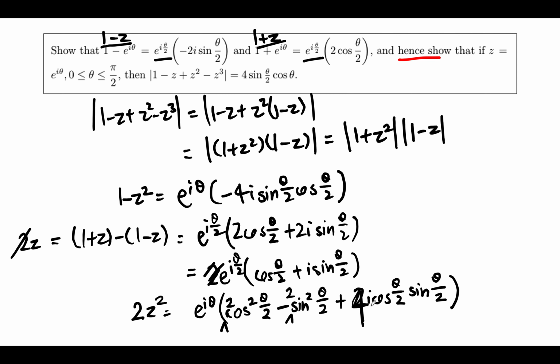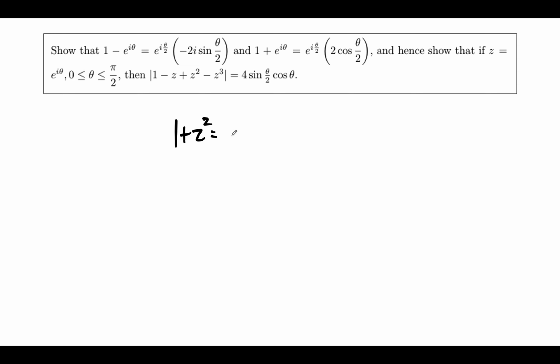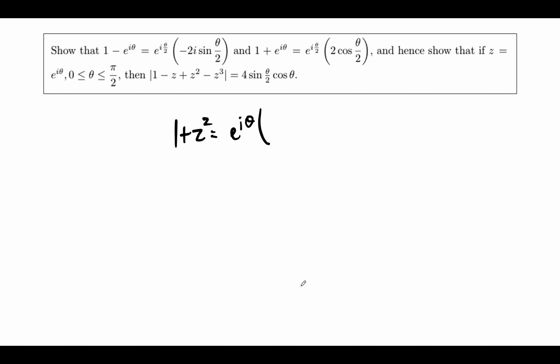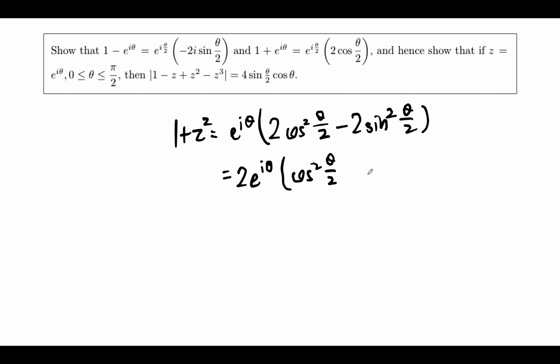Okay, so this might all look very complicated, but we realize that when we add this and this term together, we have the same factor, e to the i theta. And this 4i sine theta over 2 cosine theta over 2 will cancel out with this one over here, which makes it very beautiful. All we are left with is 1 plus z squared equals e to the i theta. We just have to look at these two terms over here, because the other two will cancel out. So we get 2 cosine squared theta over 2 minus 2 sine squared theta over 2, and we can factor out the 2. This becomes cosine squared theta over 2 minus sine squared theta over 2. And if we know our double angle formula, this thing right here is equal to a very nice result, cosine theta. That's it.